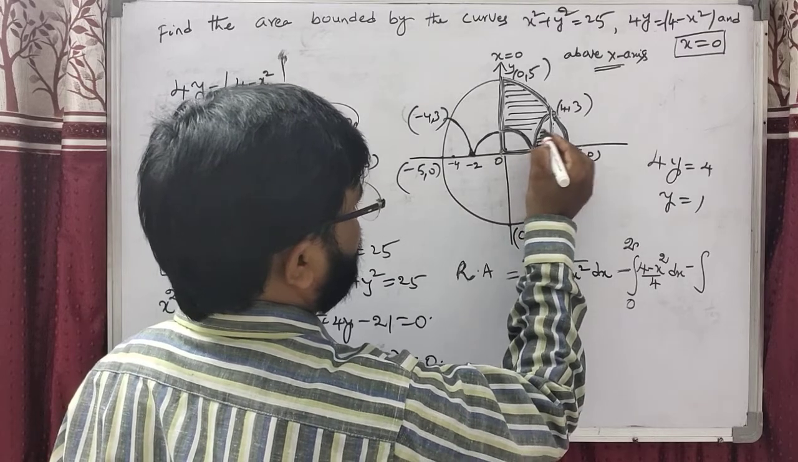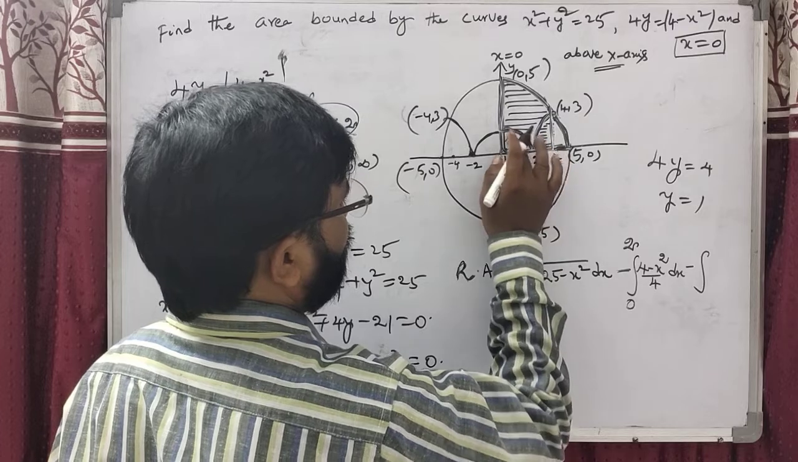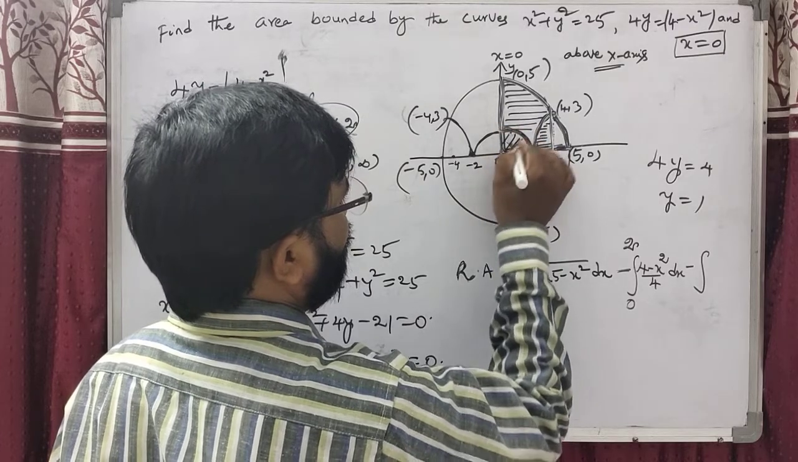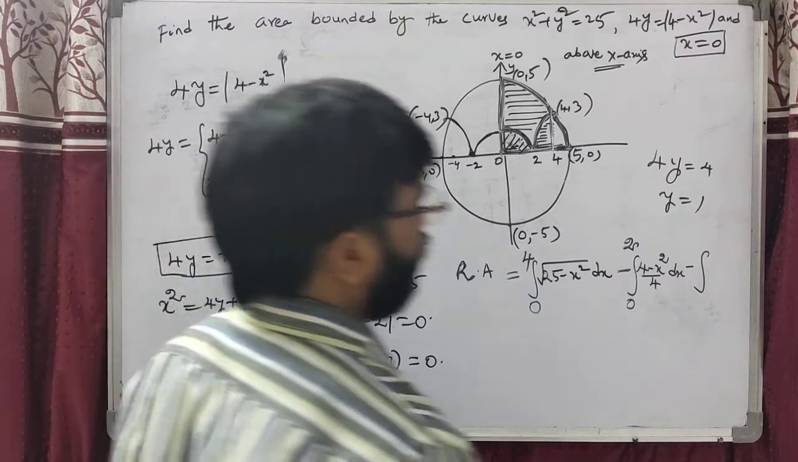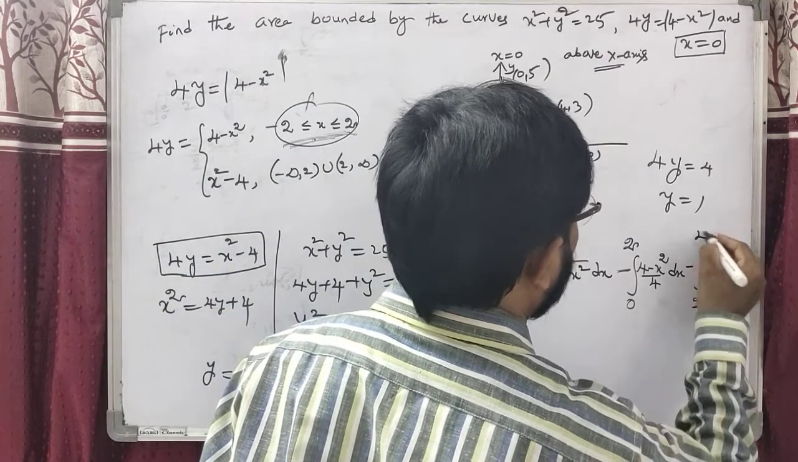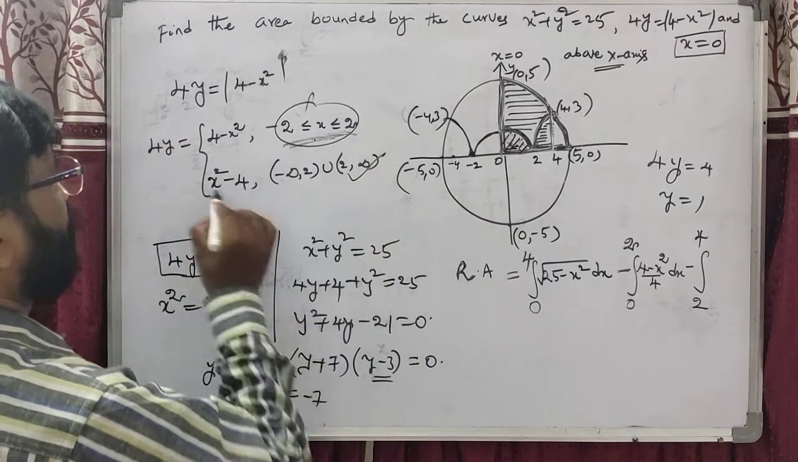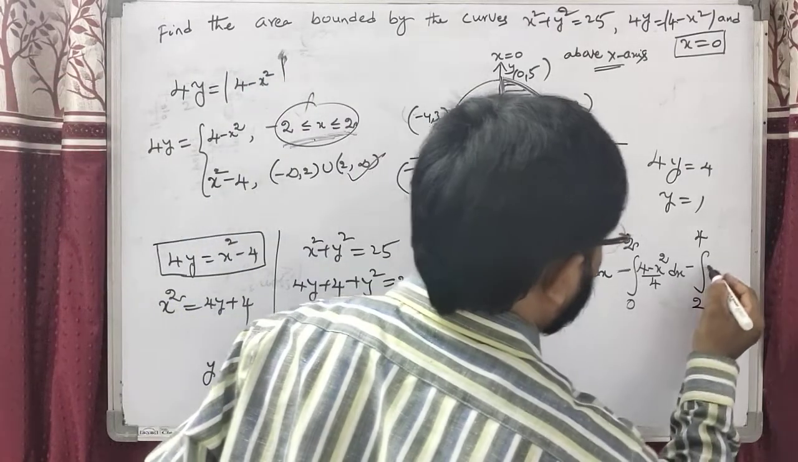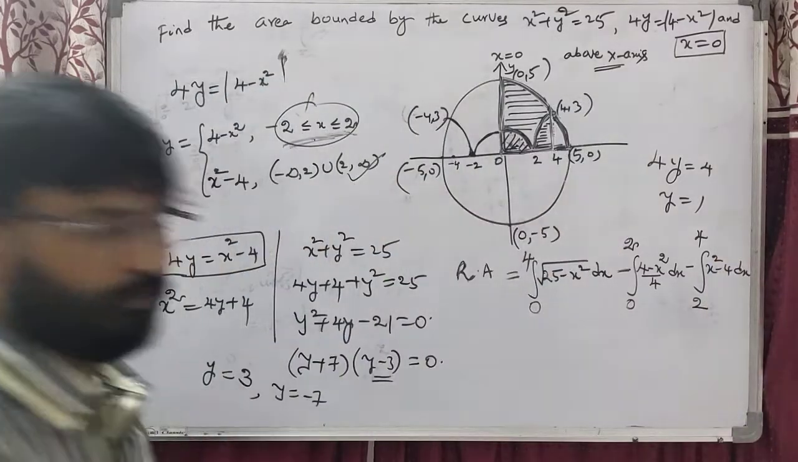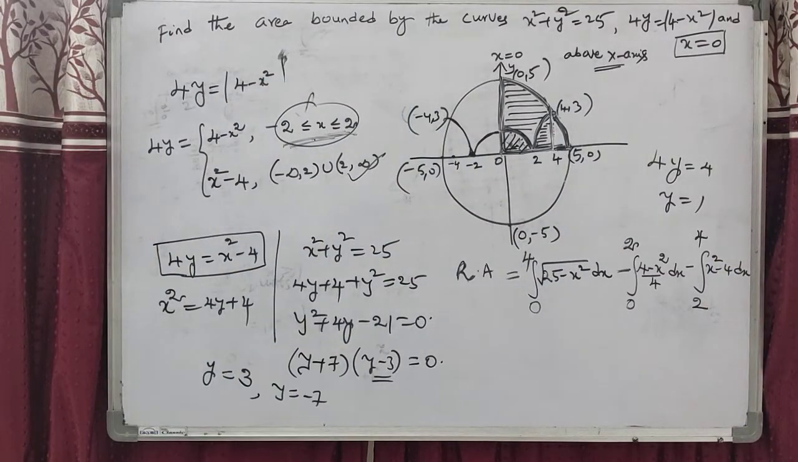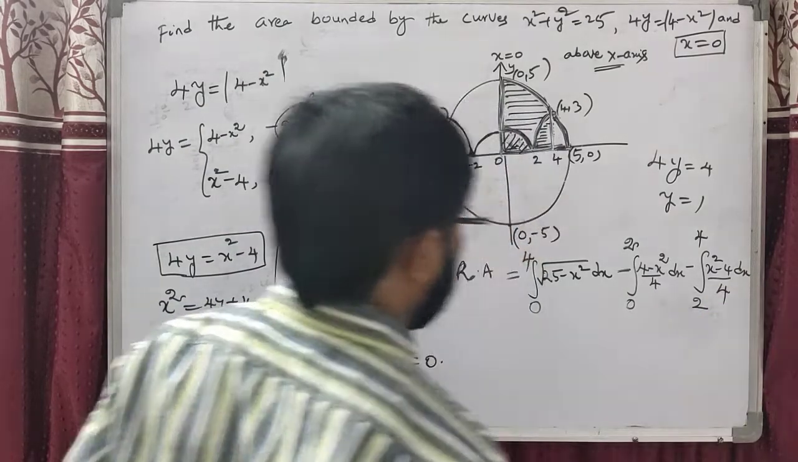We can subtract these two. How to subtract? This is 2 to 4. Above 2 to 4, the graph will be this one: from 2 to 4 we are taking x square minus 4 by 4 dx. Let us now continue the calculations.